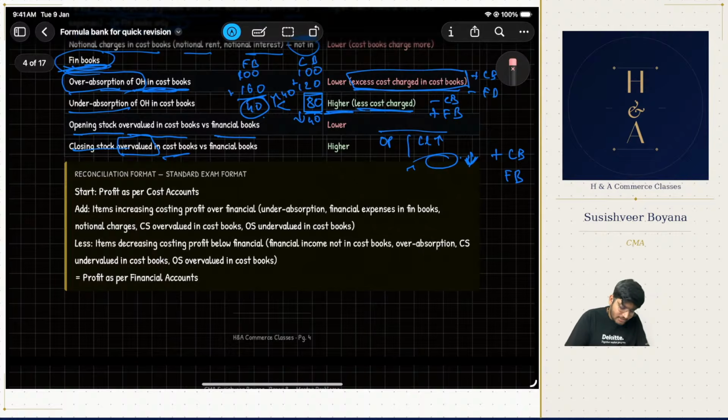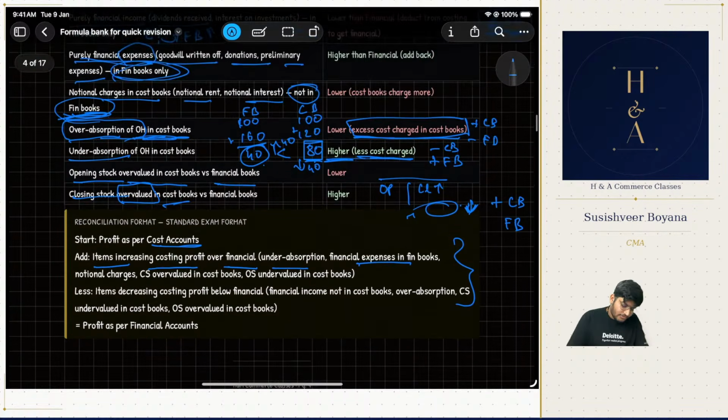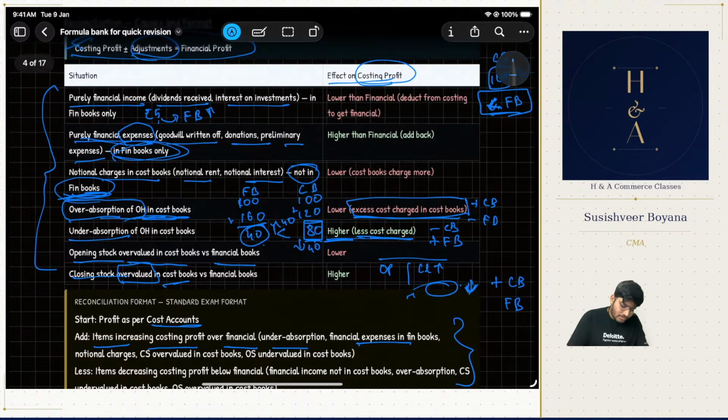So reconciliation format is a very standard thing that they're going to ask in the exam. If you start from cost accounts, you can add items increasing costing profit over financial profit under absorption. You don't have to memorize this by heart. If you understand the logic, or if you don't even remember the logic, write down figures, 100. One is the actual, the other is under absorbed. You're going to see the difference in profits, and you know from which profit you are going to start. When you know the profit and you know the difference, you have to do the opposite, right? That's what you're going to do.